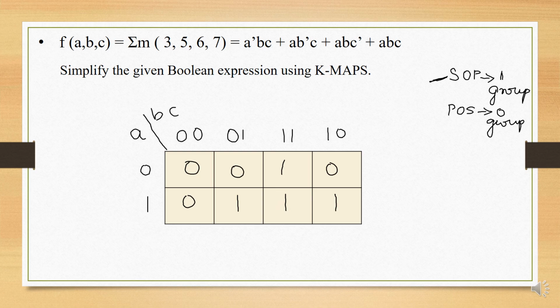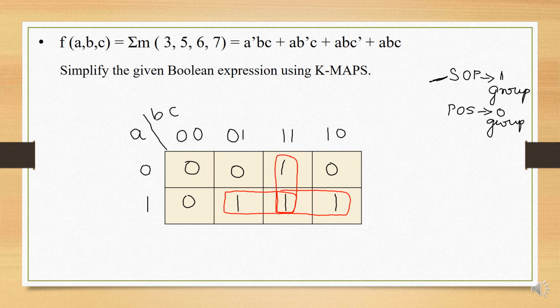So we find 2 adjacent logic 1 cells here. We can form a pair by considering these 2 logic 1s. One more pair here considering these 2 logic 1s. One more pair here considering these 2 logic 1s. So all the logic 1s in the given K-map are covered by forming groupings. That is, we have formed pairs here.